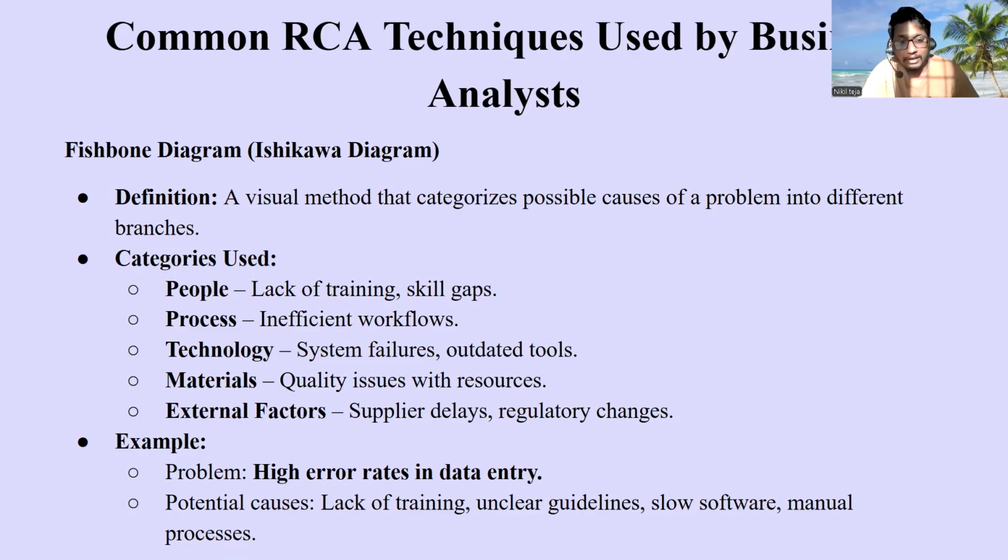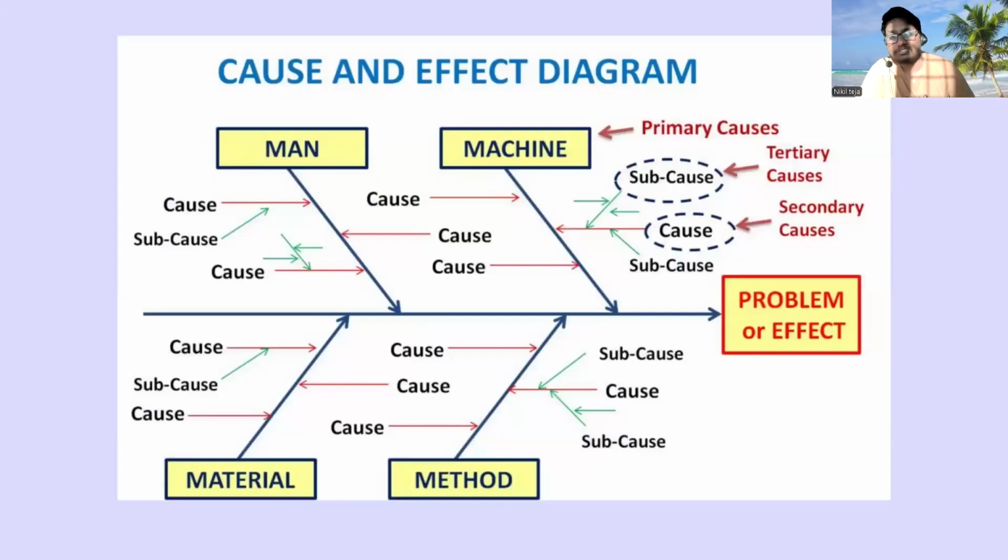For example, the problem is high error rates in data entry. The potential causes are lack of training, unclear guidelines, slow software, and manual processes. For example, let's see this.